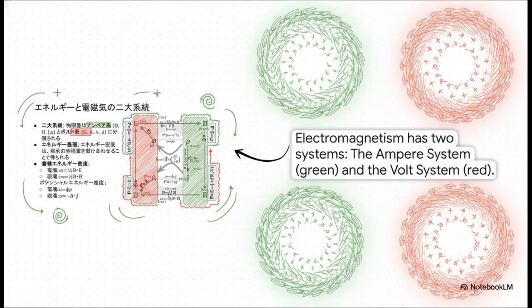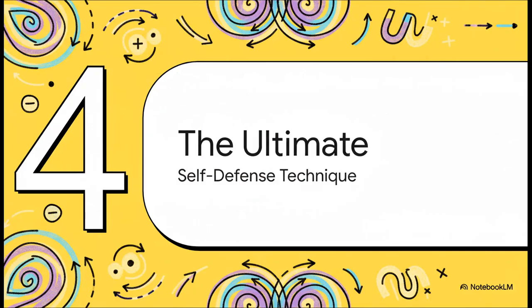This framework also allows for this wonderfully neat way of organizing everything. We can basically classify every physical quantity into one of two families: the ampere system in green, which includes things like current and magnetic field strength, and the volt system in red, which includes voltage and electric field. The key insight here is the rule for energy. You always get energy density by multiplying something from the volt system with something from the ampere system. It's always a cross-system interaction. Pretty cool, huh?